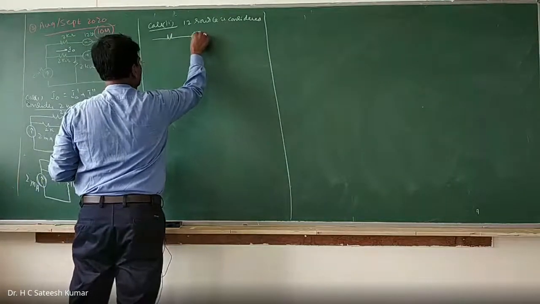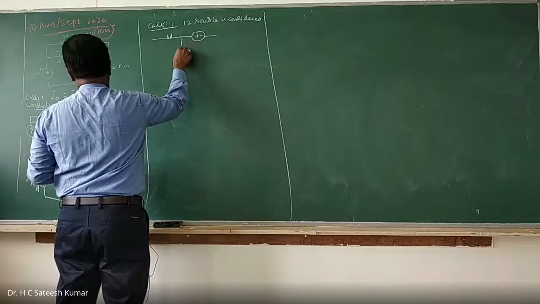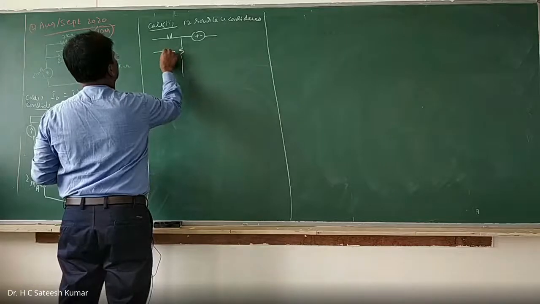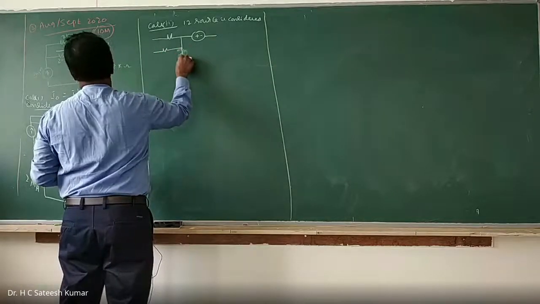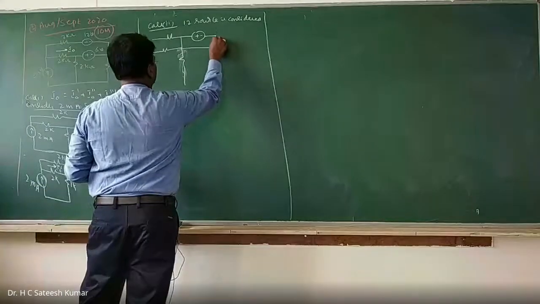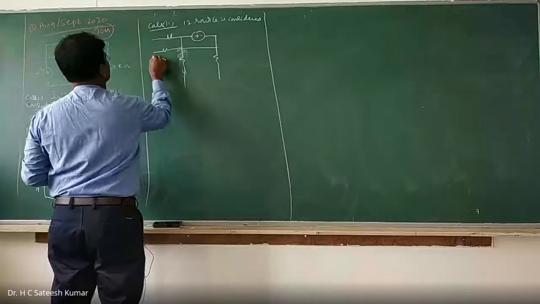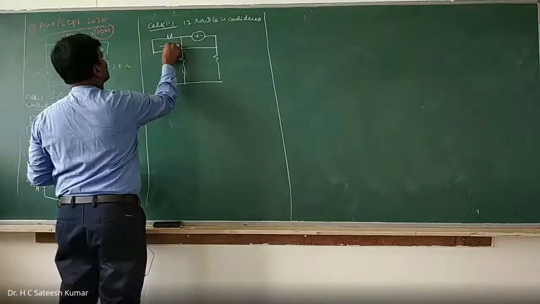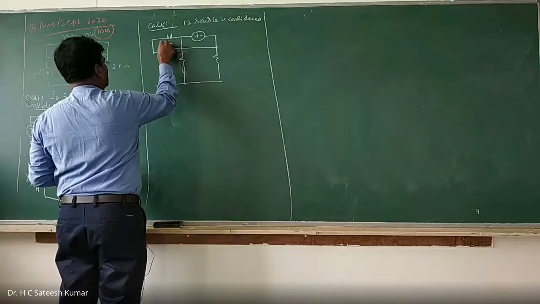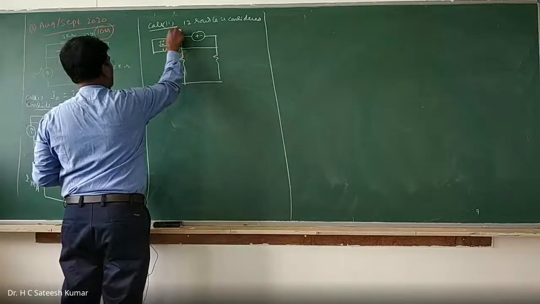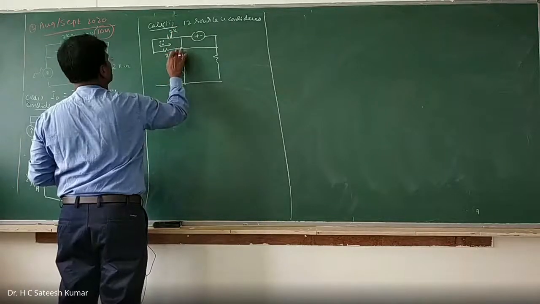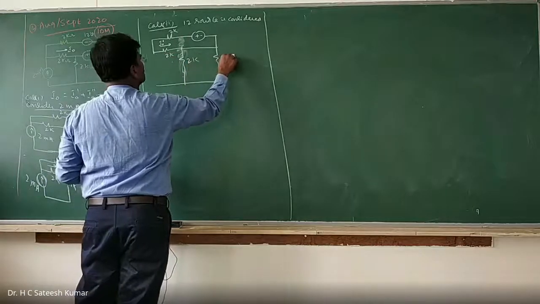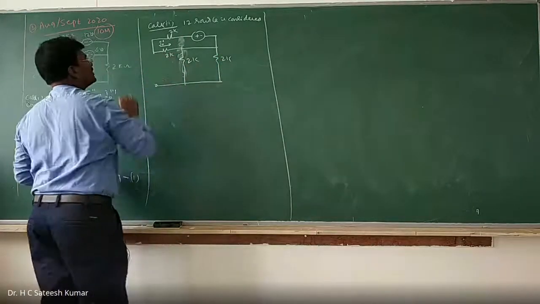12 volt source, you write it as it is, plus minus. And what we have, and this is open circuited. And this is your I naught double dash. This is 2K. This is 2K. Sorry, this is not shorted. And this is 2K. This is 2K. This is open circuited.